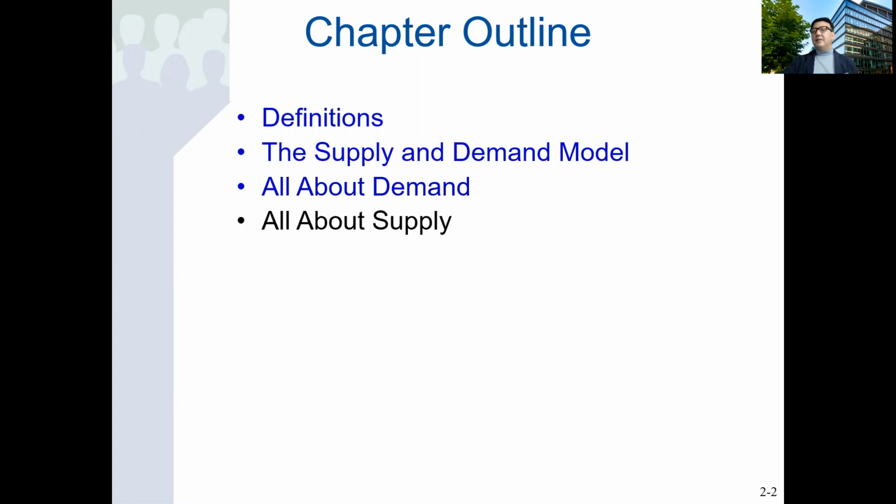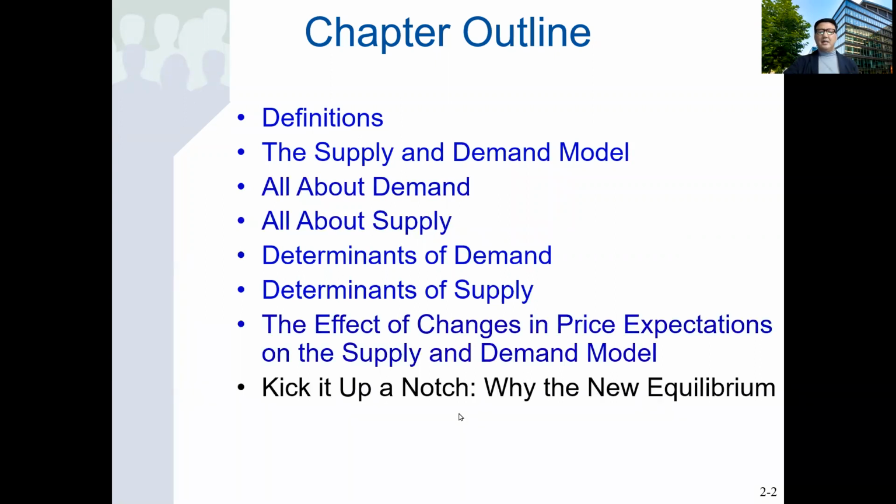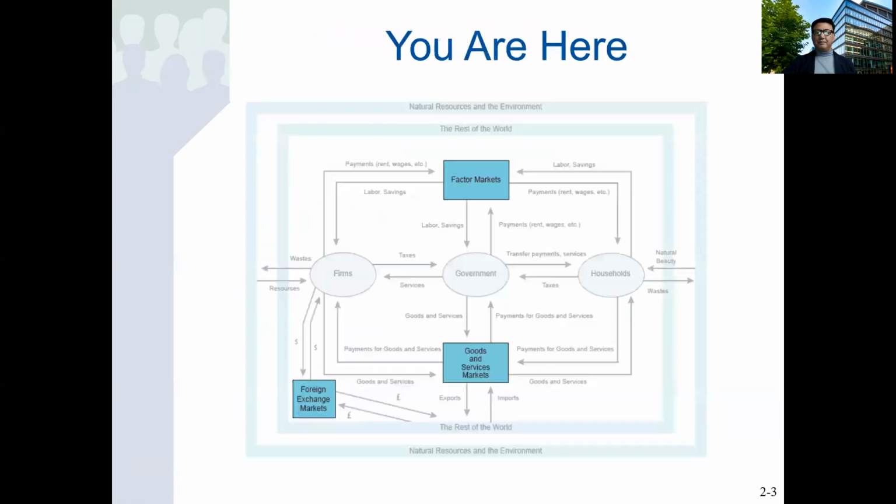What does it mean when we say supply model versus the demand model? And what are the determinants, what determines the demand and also what determines the supply? And then the effect of changes in price expectation on the supply and demand model. Price is going to be the predominant factor in terms of supply and demand, and we're going to see how those are related. We're also going to talk about the equilibrium and why there is a new equilibrium in the supply and demand model.